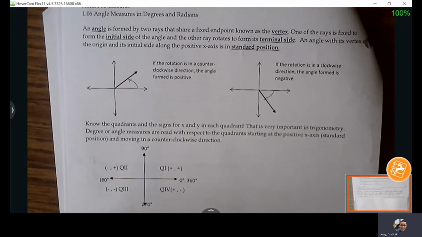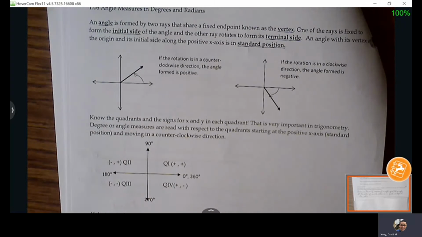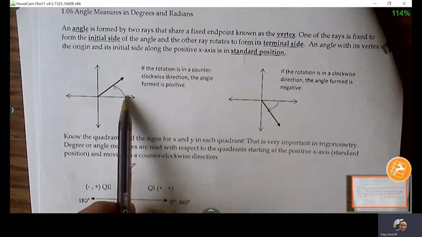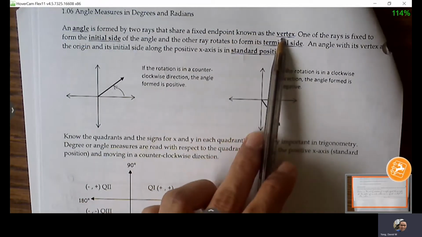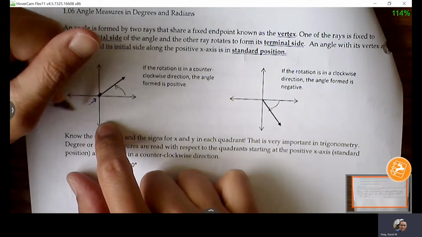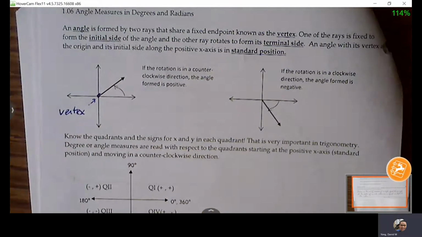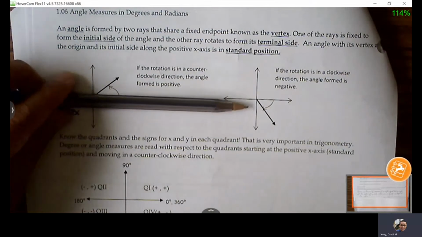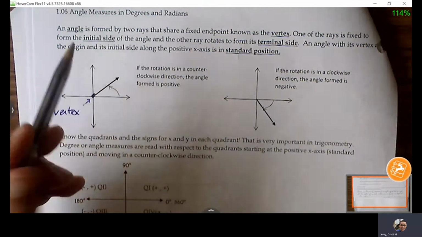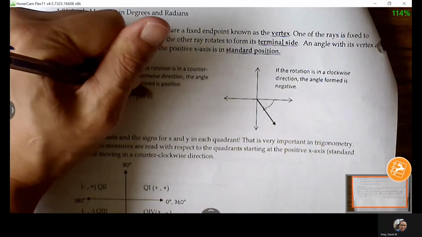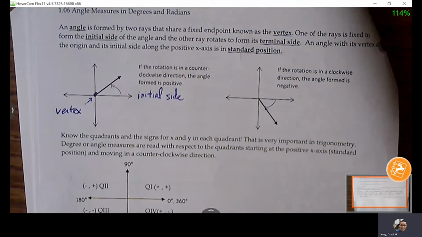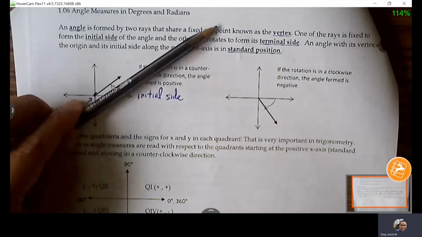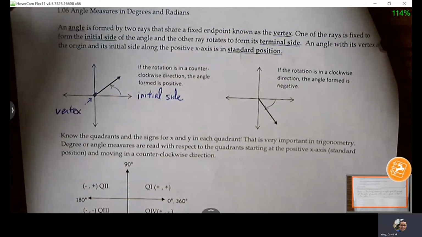An angle is formed by two rays. We see that we got a ray here and a ray here that share a fixed endpoint, known as the vertex. So that's the vertex of my angle. One of the rays is fixed to form the initial side, so kind of the positive x-axis as our initial side. That's the side that we start with. And then we're going to rotate that to form an angle until we reach our terminal side. Our terminal side is our ending side.